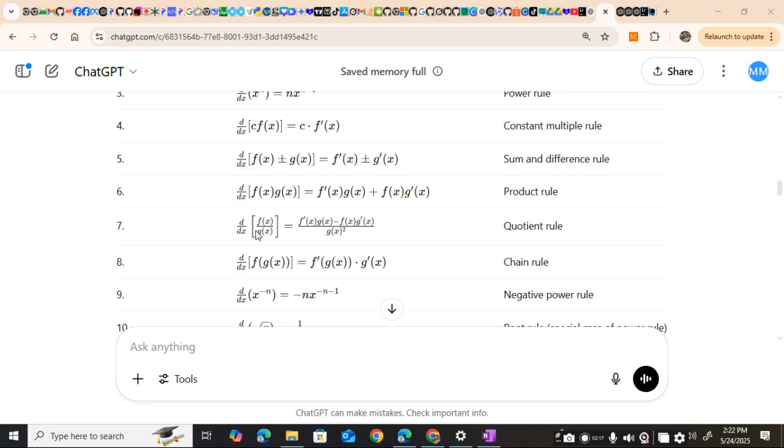And then what is the seventh formula? It is a quotient, so all we need to do is square the denominator g of x, and then from g of x we multiply the derivative of f of x as f prime of x, and we subtract from it f of x multiplied by the derivative g prime of x.